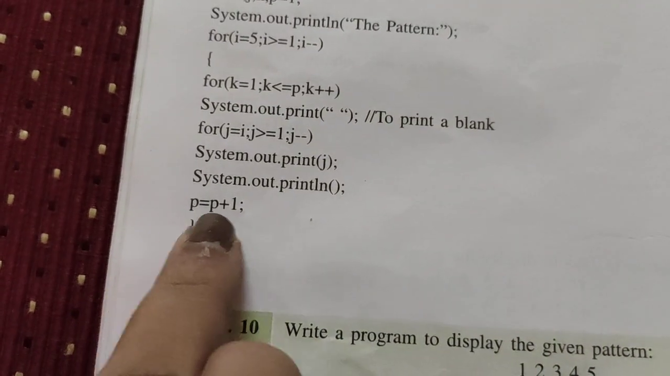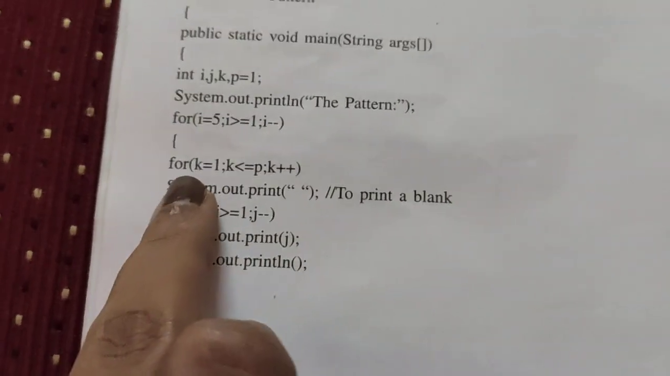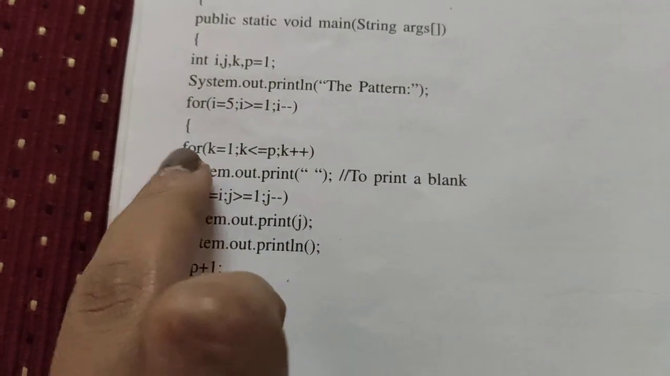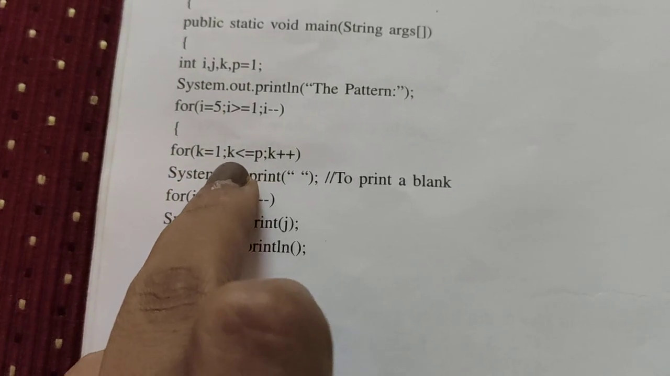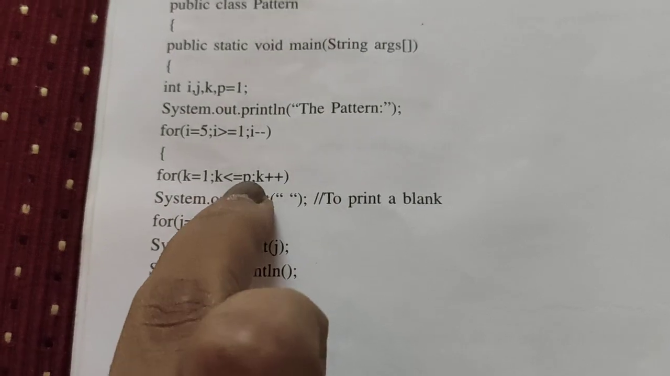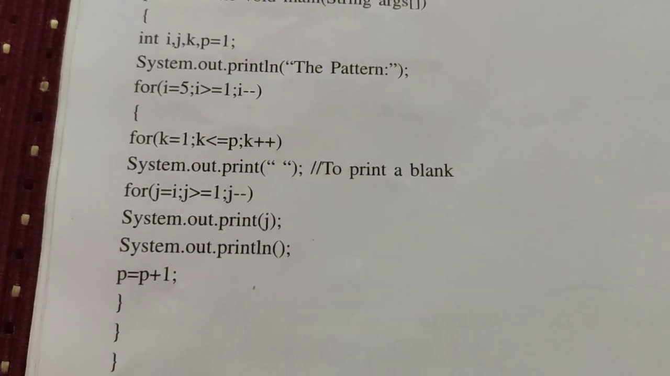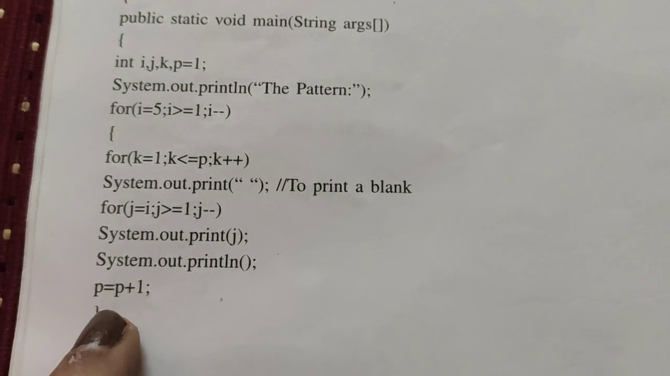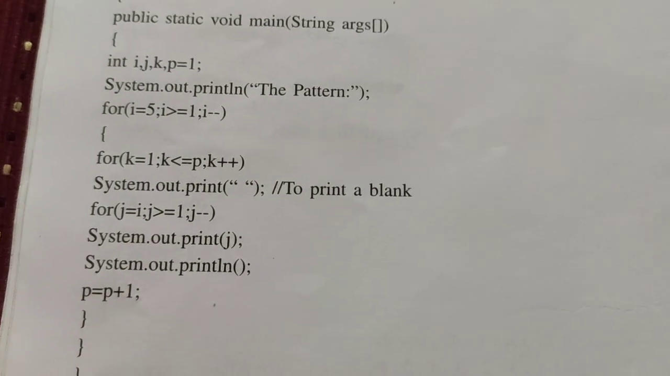That is the reason they have increased p is equal to p plus 1, so that when it enters into this for loop, k will be 1 and k is less than or equal to the p value, which will be 2 here. So you will be getting 2 gaps here. For that only they have increased the p value. P is equal to p plus 1.